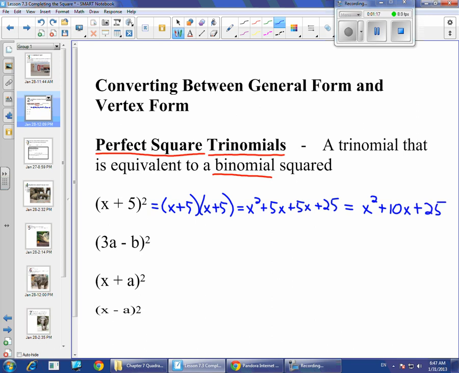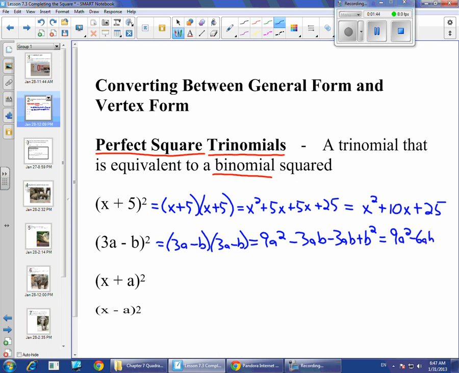Similar thing, even if you have a number in front of your first term, or if the sign's negative, you could do it the exact same way. 3a minus b times 3a minus b equals 9a squared minus 3ab minus 3ab plus b squared. Combine some like terms, and you get 9a squared minus 6ab plus b squared. Now, these guys on the end are called perfect square trinomials.